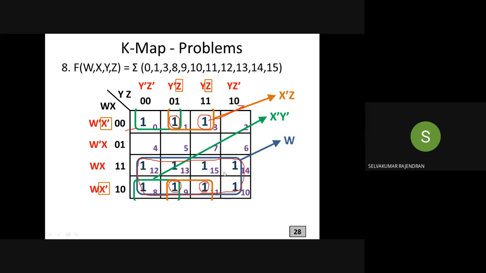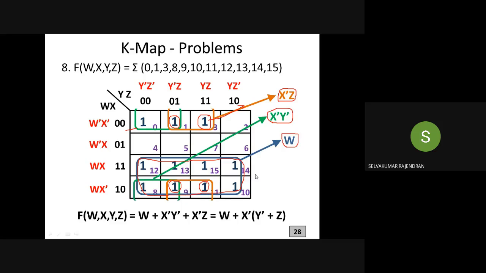From this example, you can also observe that the maximum number of ones gives a minimized minterm. This minterm contains only one variable, but the 4 ones result in a minterm which contains 2 variables. So you can observe the difference. That is why we go for the maximum number of ones for grouping.